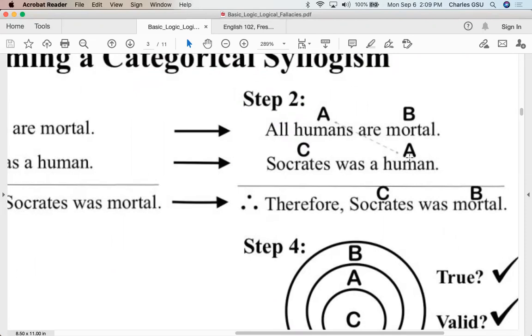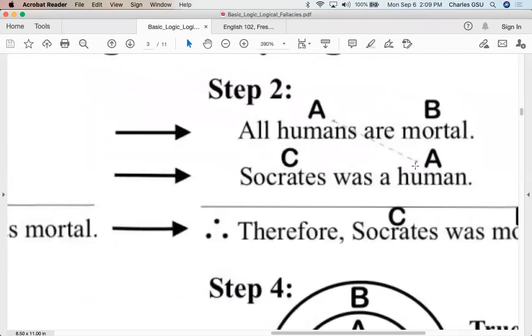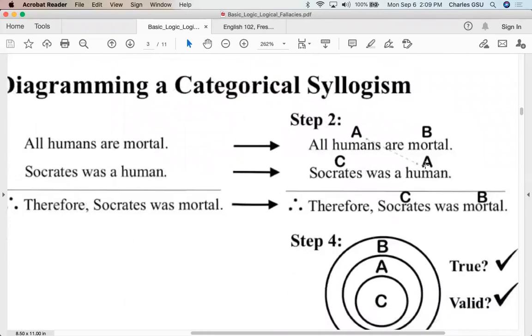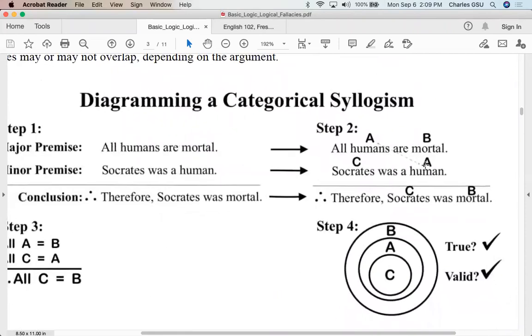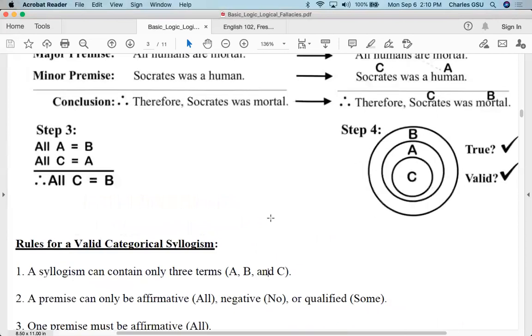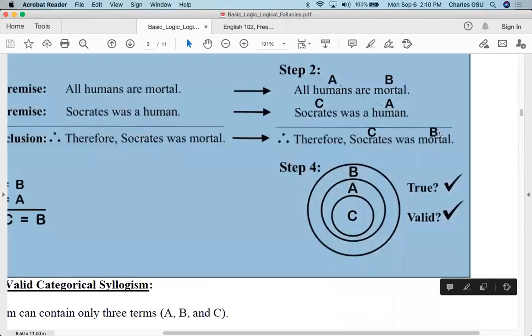And then human, we already have human here, as you can see from the gray dotted line. So we don't say D, we use A again. And that's part of the rules right below it. There are these rules for categorical syllogisms. And rule 1 says a syllogism can only contain 3 terms, A, B, and C. And we have the conclusion, therefore C, Socrates was B, mortal.